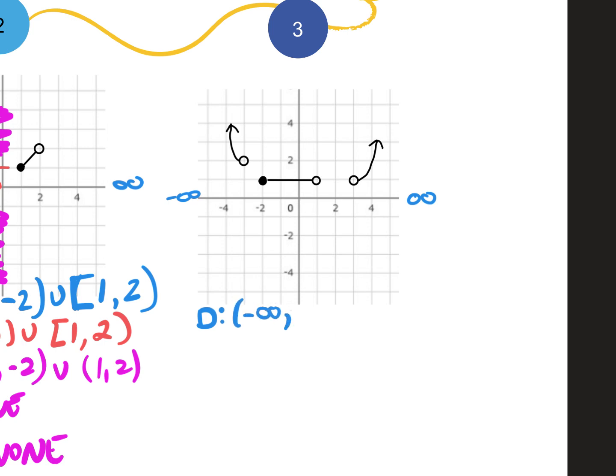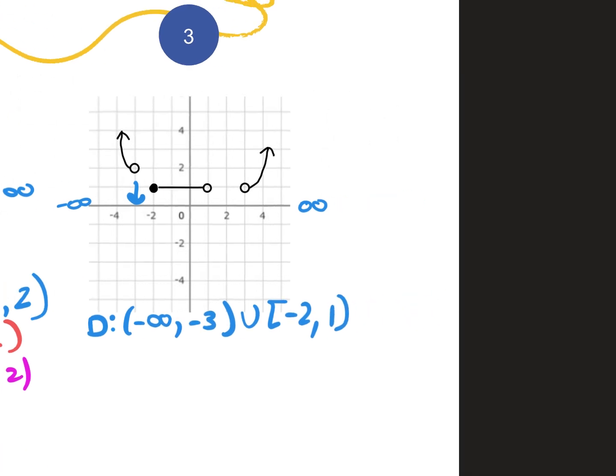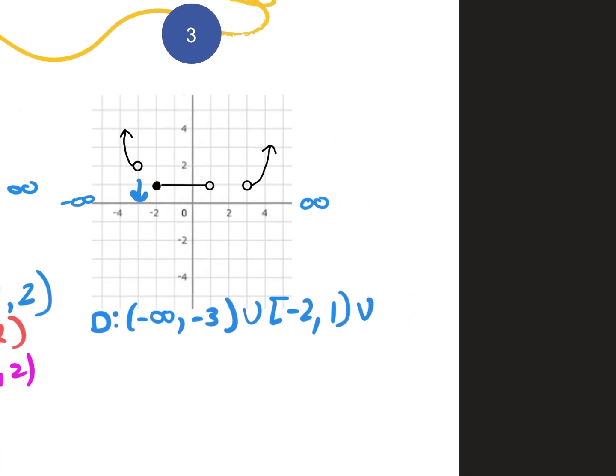Negative infinity to negative 3. Does it include negative 3? No, okay. Then what? Union, good. Bracket, negative 2 to positive 1. Parenthesis, awesome guys. Then what? U, 3 to infinity. Perfect.